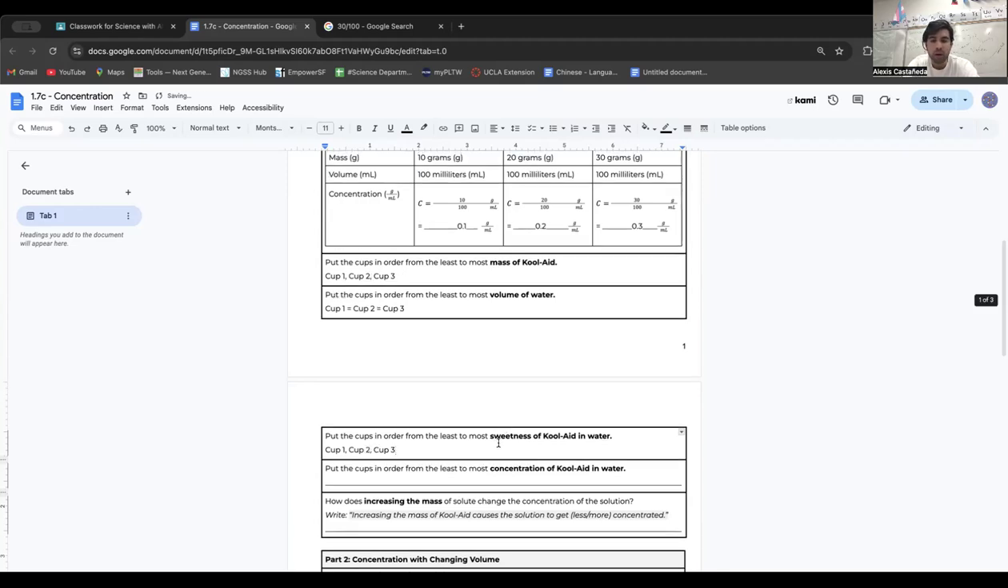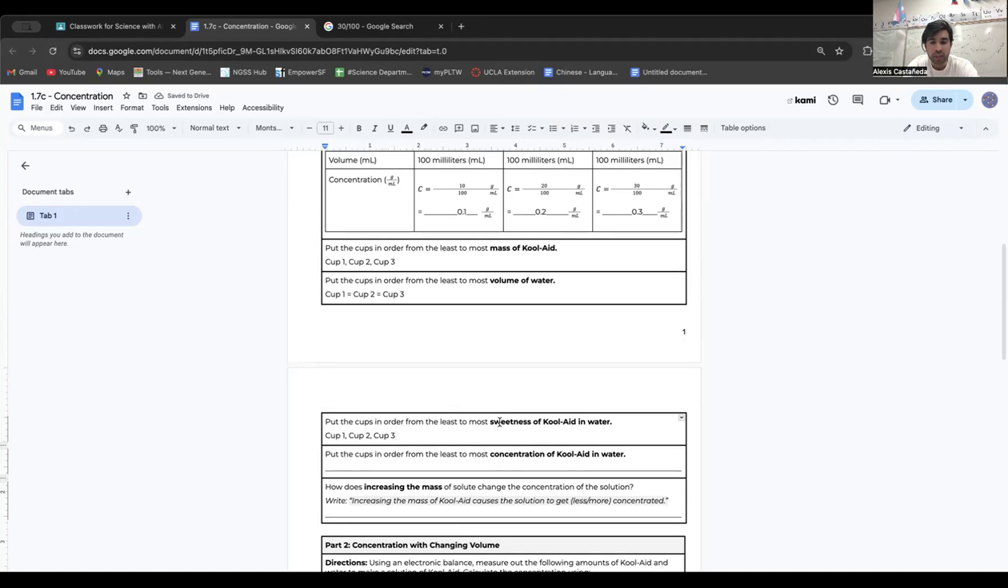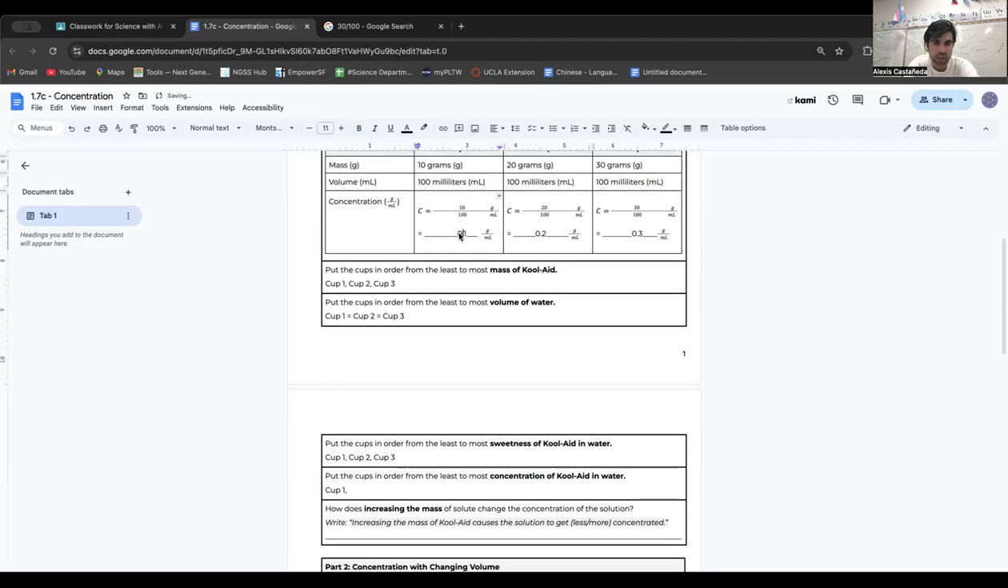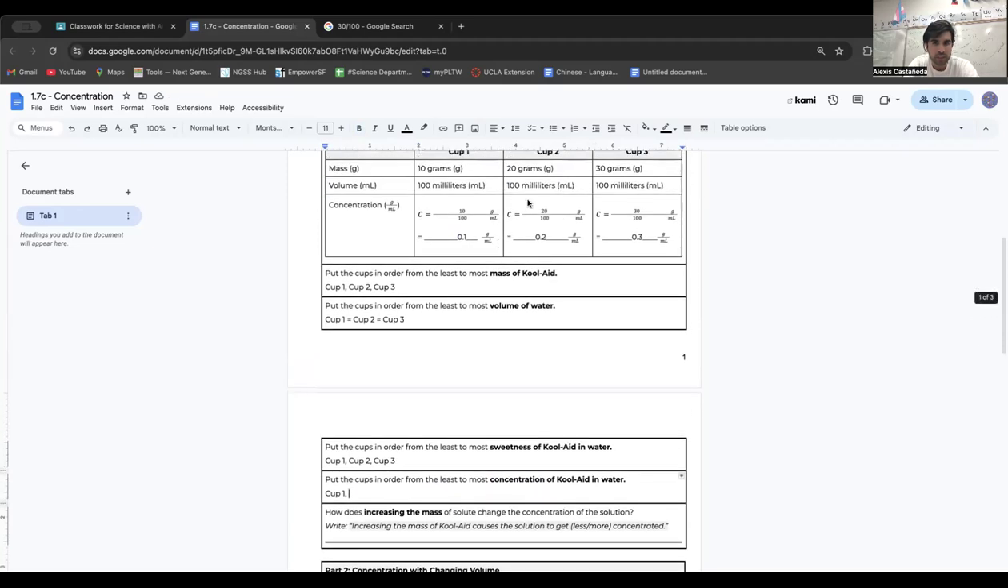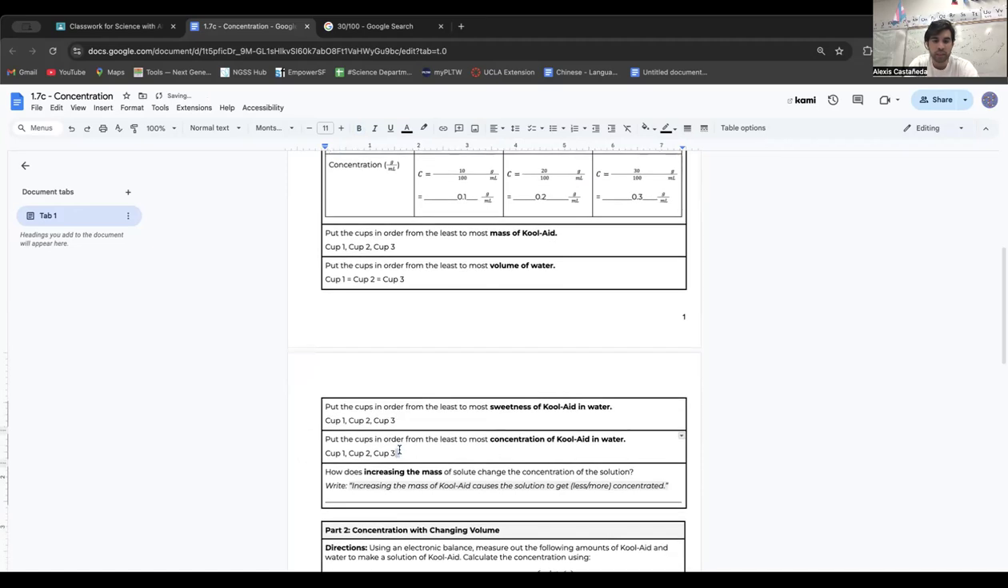All right. What I want you to think of, students, is that the sweetness and the concentration of something are the same thing. So if something is sweeter, that means it's more concentrated. So in the same way that cup 1 is the least sweet, cup 1 is also the least concentrated, right? So its concentration is 0.1. The second highest concentration is cup 2 with 0.2. Then the third highest is cup 3 with 0.3. So the most sweet one is cup 3. The least sweet is cup 1.